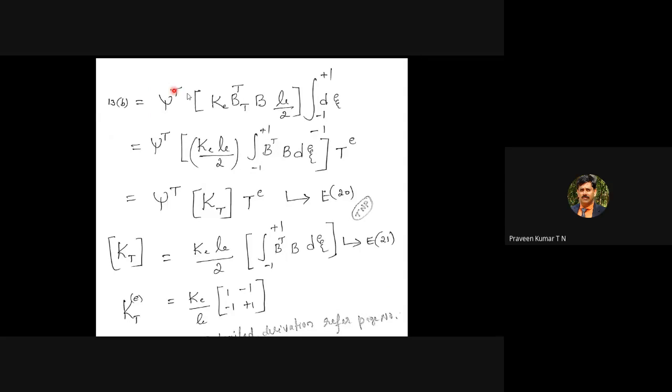Now, finally, we have this equation. After substituting everything, we go for further simplification. You take ξ transpose outside. So now this is the Ke, the element conductivity matrix. Le divided by 2, where Le is the length of the element, and k refers to the thermal conductivity value of the element.